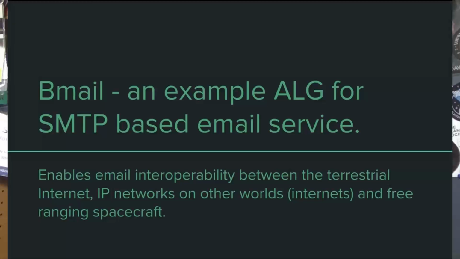So we're going to examine bmail, which is an example application layer gateway for SMTP, the Simple Mail Transfer Protocol, to enable solar system-wide email service. As I said previously, this allows us to connect free-ranging spacecraft, the terrestrial internet, and a lunar or Martian internet. That's small i on the latter internets. We use capital I to designate the internet as we know it.